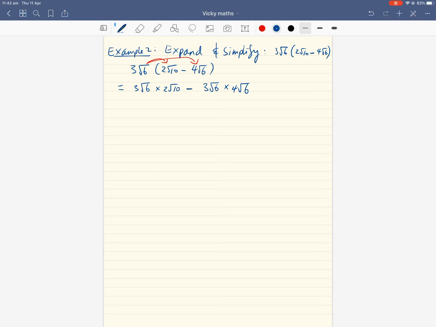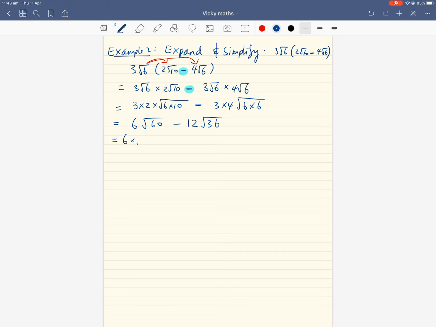It's a negative sign, so we keep the negative sign. So let's apply our pattern number 1 with multiplying surds. 3 root 6 times 2 root 10. Multiply the coefficients first, and then we can multiply the surds. We're taking away, multiply the coefficients first, and then multiply the surds. 3 times 2 is 6. Square root of 60 minus 3 times 4 is 12. Square root of 36. Now let's simplify our surds.